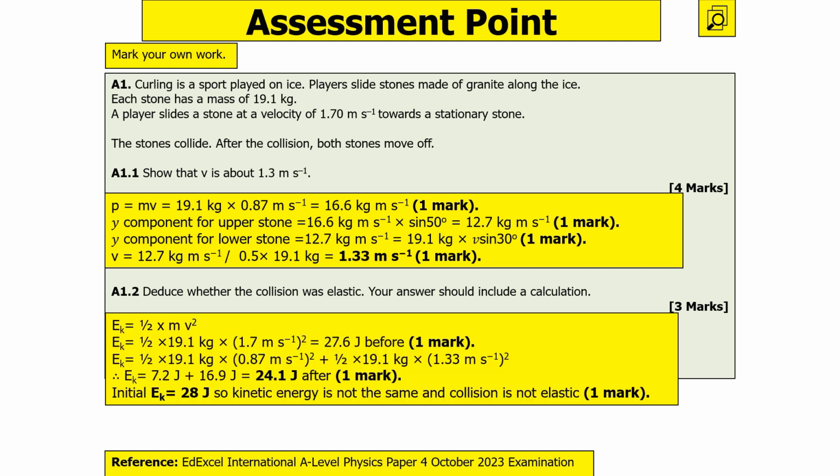Now the next question, we know kinetic energy is a half mv squared. So beforehand, it's a half times 19.1 times 1.7 squared, which is 27.6 joules. Now afterwards, it's going to be a half times 19.1 times 0.87 squared plus a half times 19.1 times 1.33 squared, because we've now got the two stones moving. So afterwards, in total, it's going to be 24.1 joules. So initially, it was about 28, afterwards it's about 24, so kinetic energy is not the same, and the collision is not elastic.